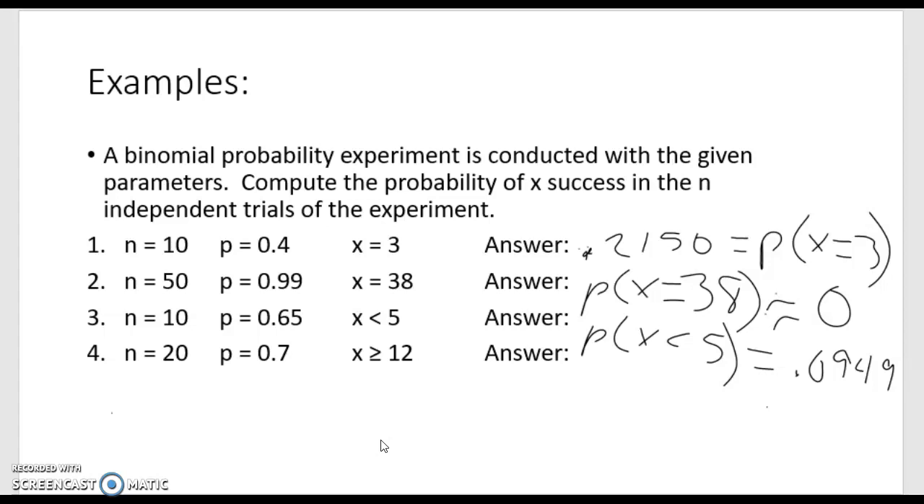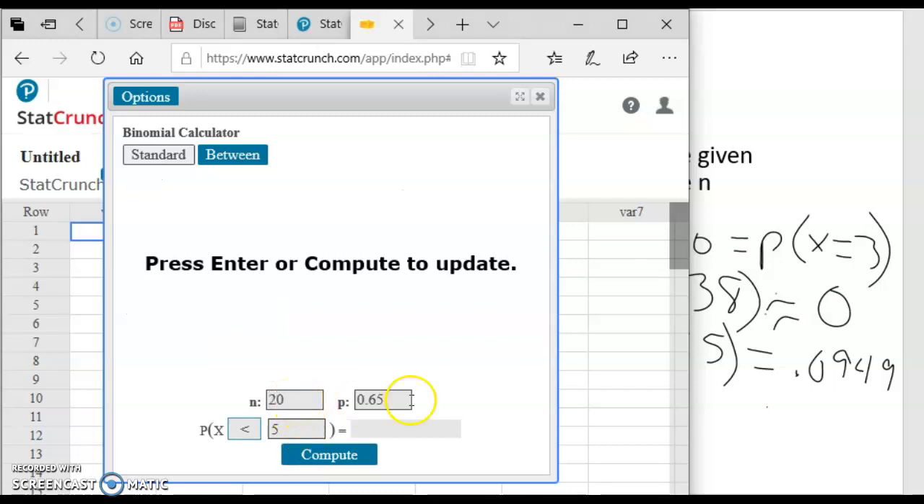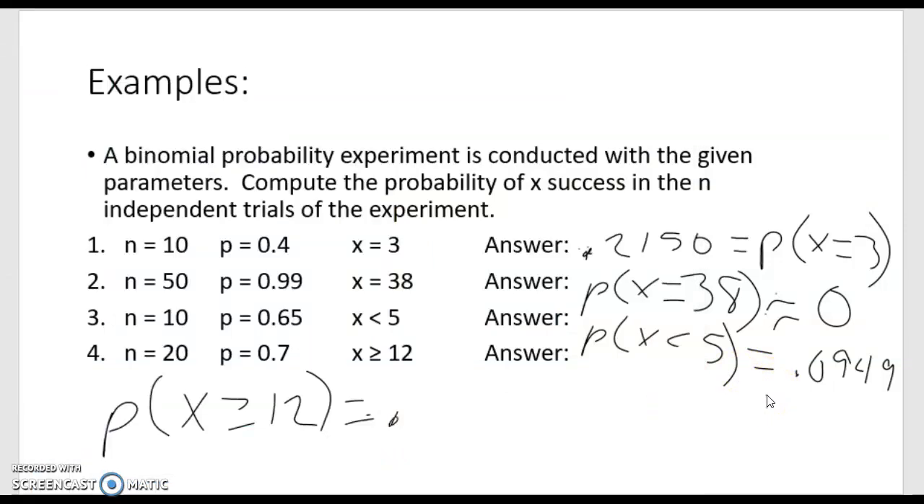And then number 4. We are looking for X is greater than or equal to 12. That means the probability of 12 plus 13 plus 14 plus 15 all the way up to 20. In StatCrunch, N is 20, the probability of success is 0.7, and we want greater than or equal to 12. Compute, and 0.8867 will be our probability.